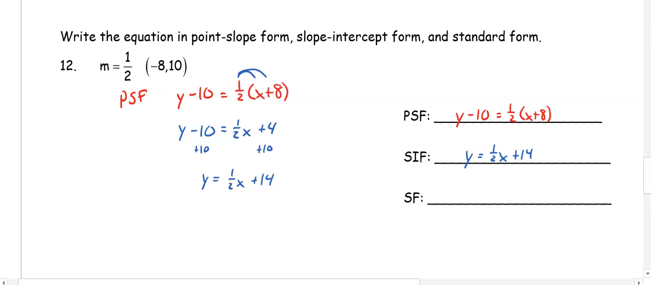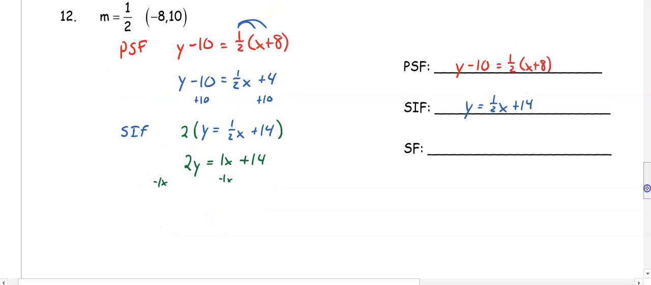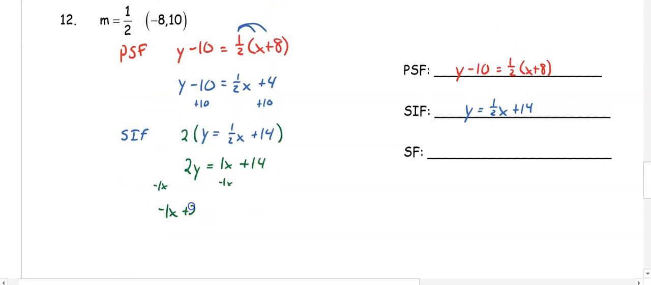Then to get into standard form, we first need to get rid of the fraction. So because it has a denominator of 2, we're going to multiply by 2. So we get 2y equals 1x plus 14. We can subtract 1x on both sides. So we get negative 1x plus 2y is equal to 14. Remember, though, that the term in front of x has to be positive, so we're going to multiply by negative 1 to change the sign everywhere. So x minus 2y is equal, this should be 28. So equals negative 28.